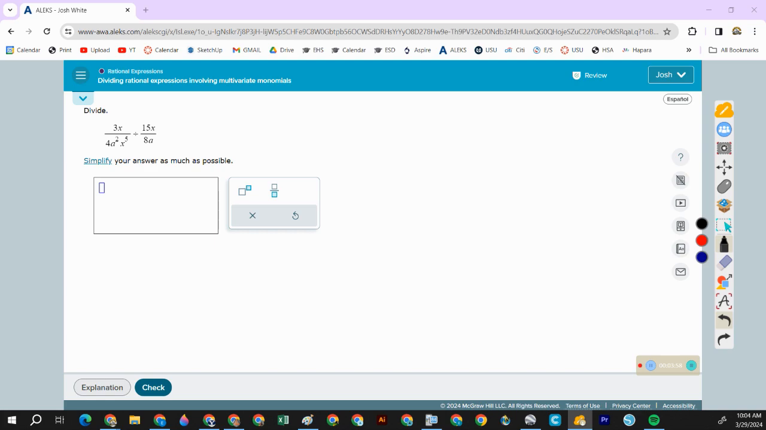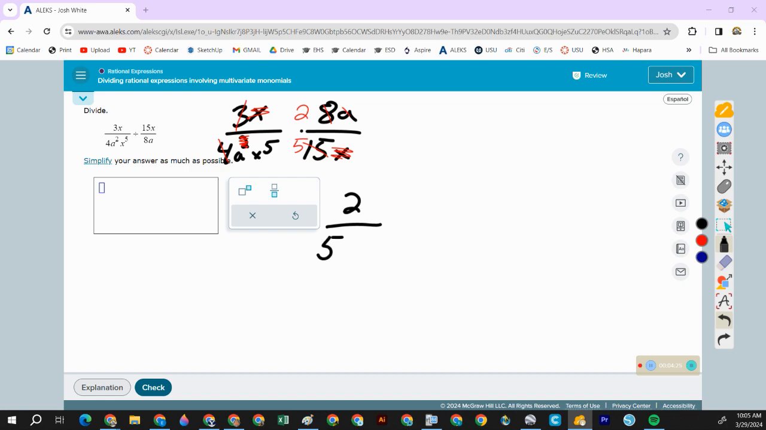Same thing here. 3x over 4a squared x to the 5th times 8a over 15x. The x's cancel. 3 goes into 15 5 times. 4 goes into 8 twice. A gets rid of one of those a's. So on top I have a 2. And on bottom I have a 5 and an a and an x to the 5th.